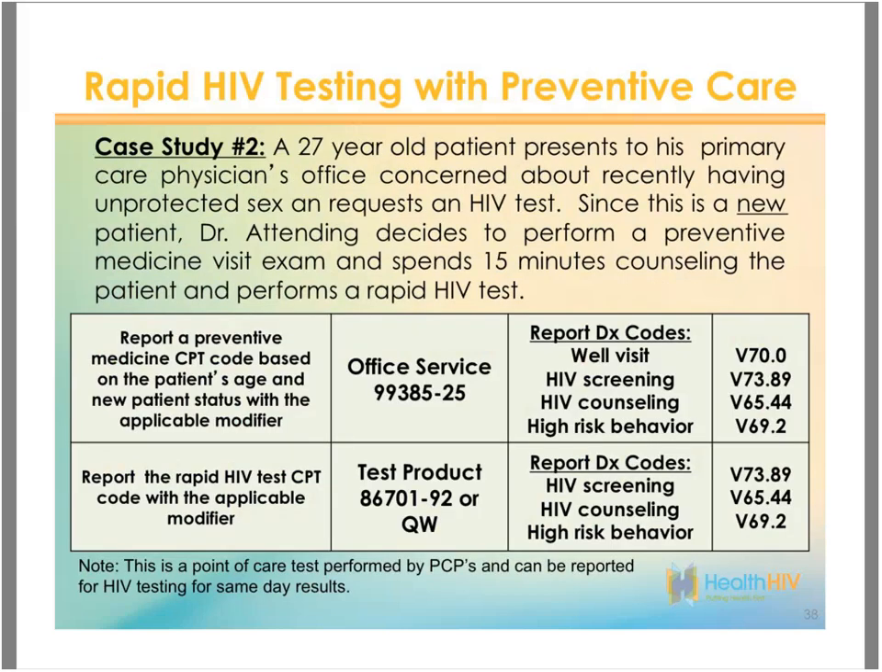This is a scenario where the patient had a rapid HIV test and they also had preventive care. So a 27-year-old patient presents to the primary care's office, recently concerned about having unprotected sex, and they request an HIV test. This is a new patient, and the physician does a preventive exam and spends 15 minutes counseling the patient. A rapid HIV test is also done.